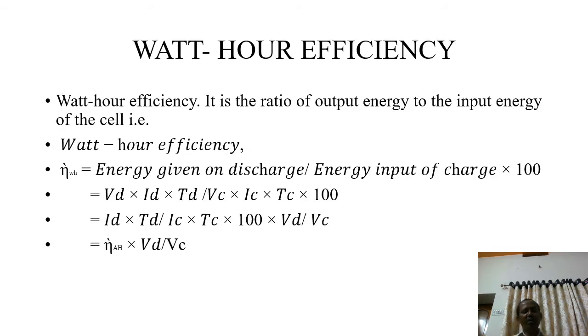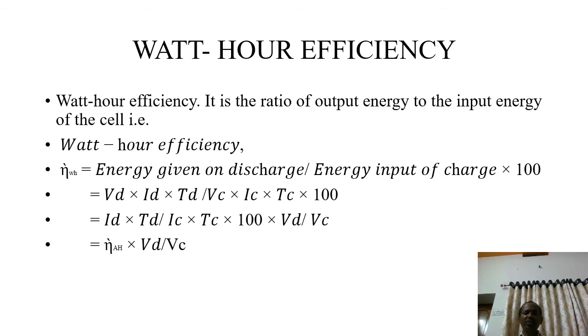Next, watt hour efficiency. Ampere hour efficiency we have learned. Next one is the watt hour efficiency of the batteries. The capacity of the battery is essential in this case. When we define watt hour efficiency, it is similar to the ampere hour efficiency case.